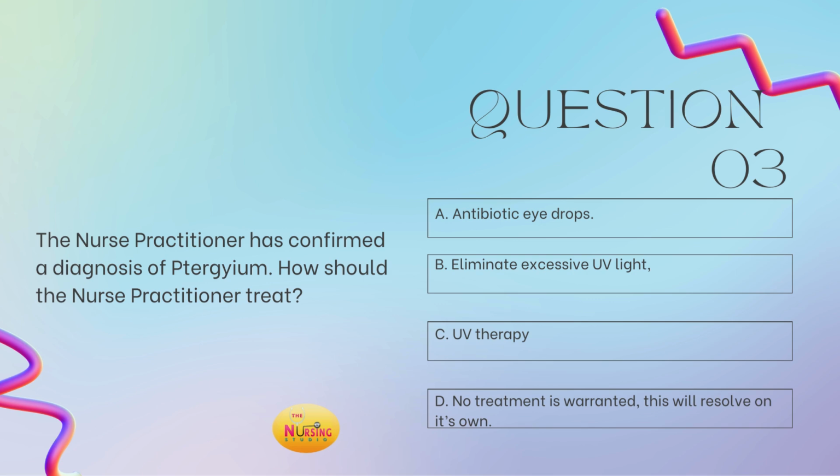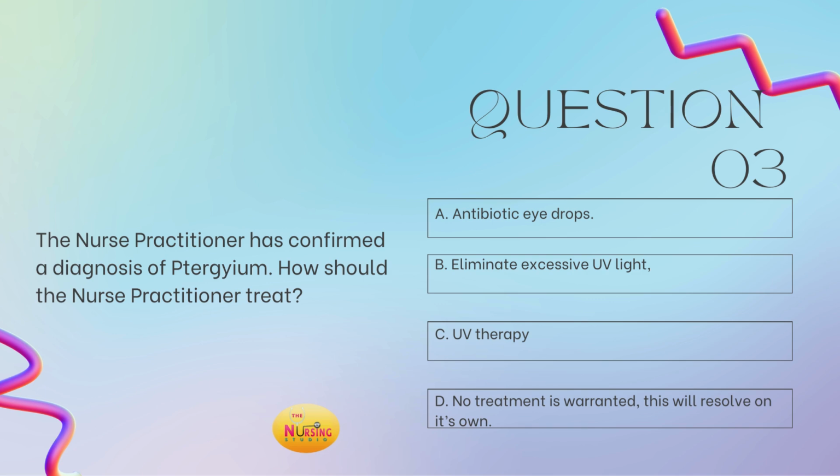So the stem of the question states, how should the nurse practitioner treat? So again, with treatment, I tell you to run it back. Look and see if they have provided you with a diagnosis. If they have not, you need to take it back a step further and look at the assessment findings so that you're able to come up with a diagnosis, right? So here they're confirming the diagnosis of pterygium. So how do we treat those? So the treatment for pterygium is B.